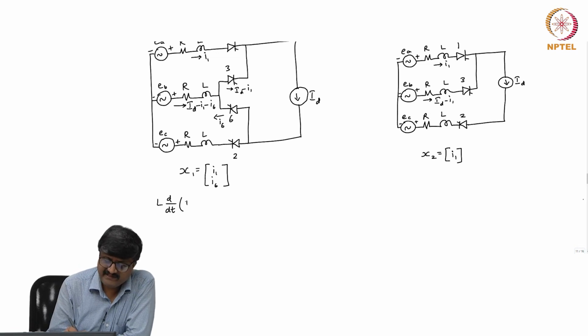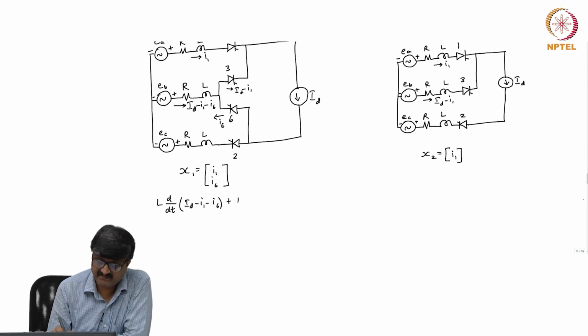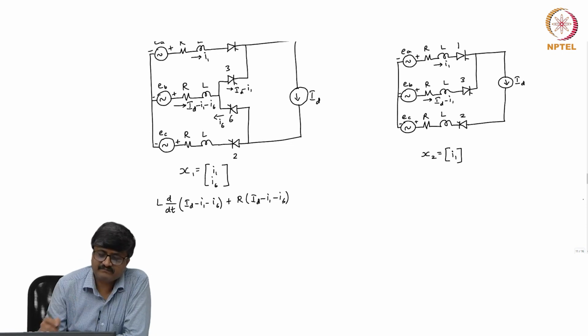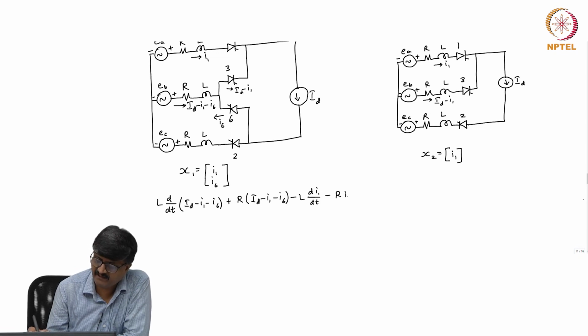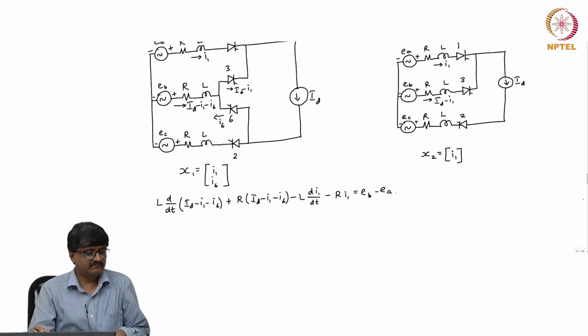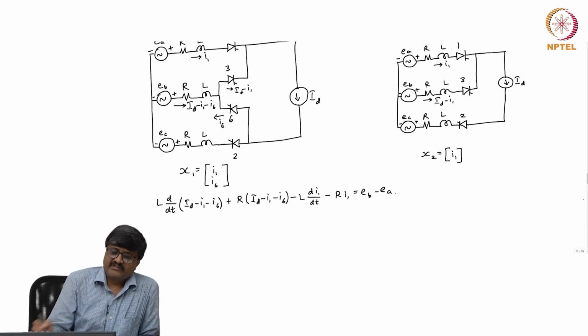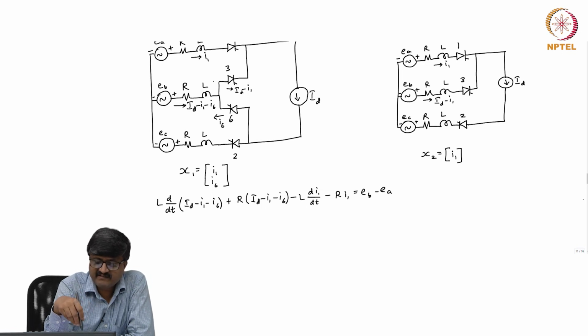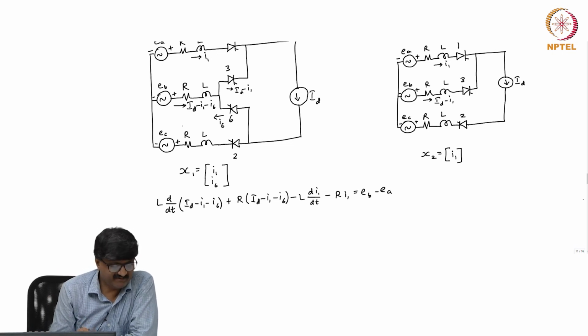So, L d by dt of I d minus I 1 minus I 6 plus R into I d minus I 1 minus I 6 minus L d I 1 by dt minus R I 1 is equal to E B minus E A. So, there is one more loop consisting of E B, E C and the resistance and inductance in series with E B, resistance and inductance in series with E C, the valves 2 and 6, they are in another loop to which we apply Kirchhoff's voltage law.